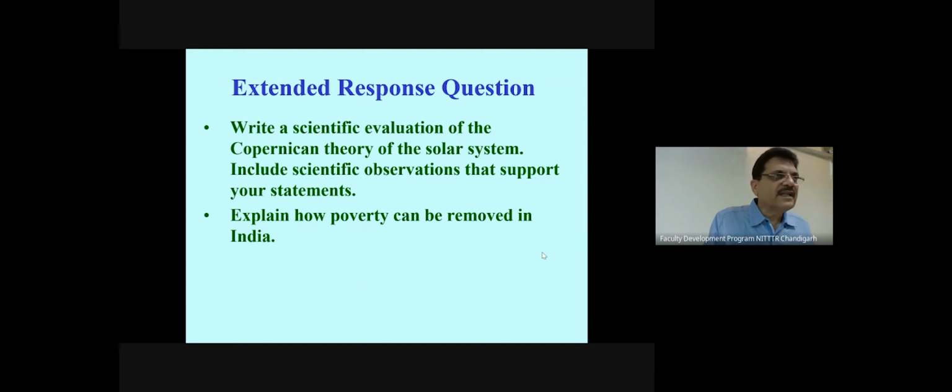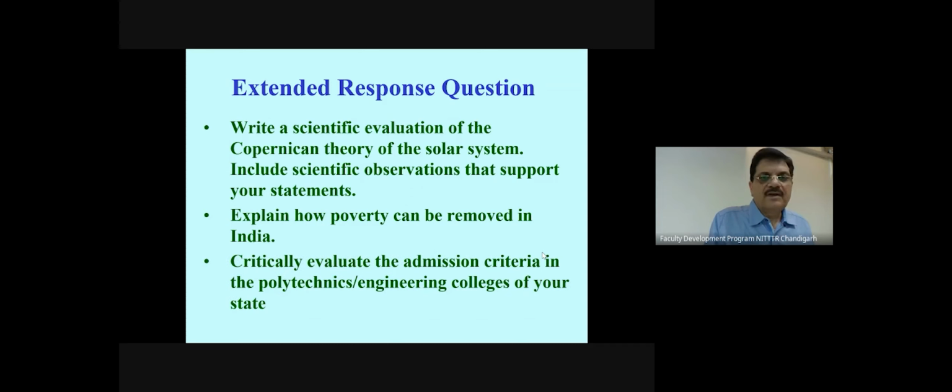Explain how poverty can be removed in India. Critically evaluate the admission criteria in the polytechnics or engineering colleges of your state.